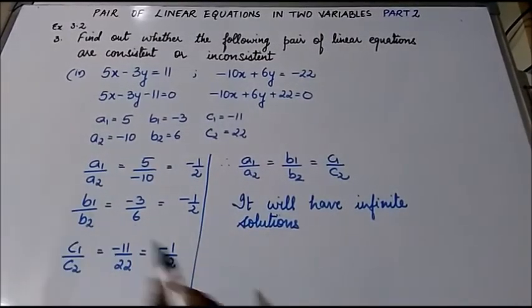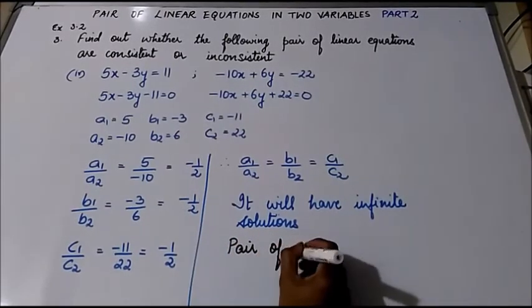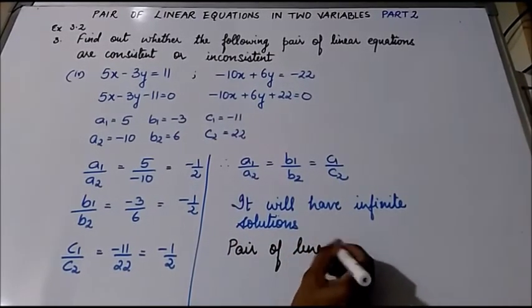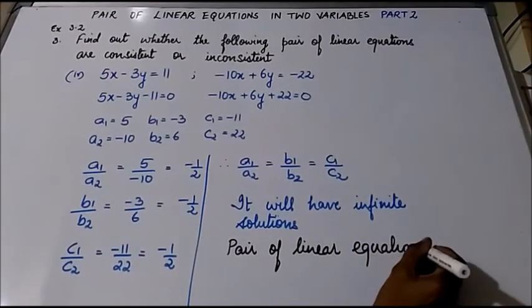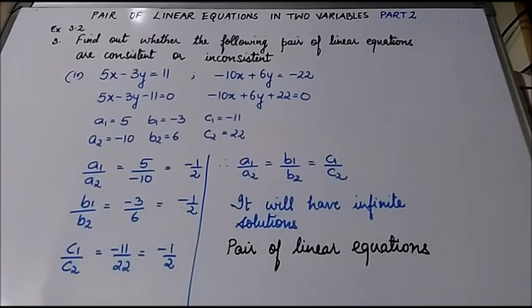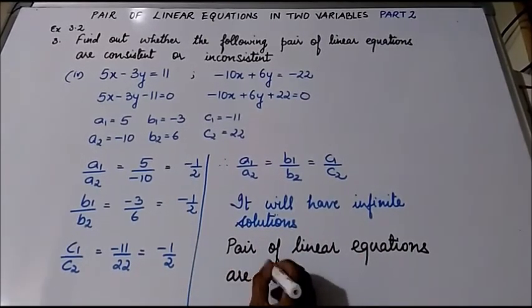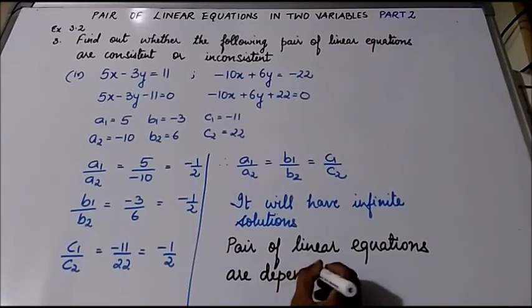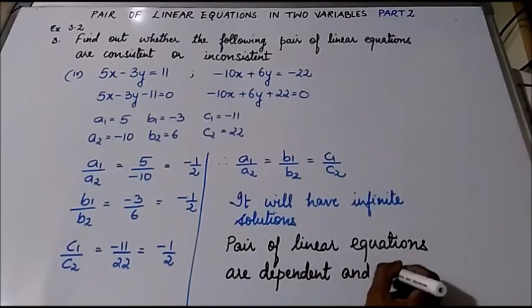Since it has a solution, we say the given linear equations are consistent. Here it is a coincident line, so we say the pair of linear equations are dependent and consistent.